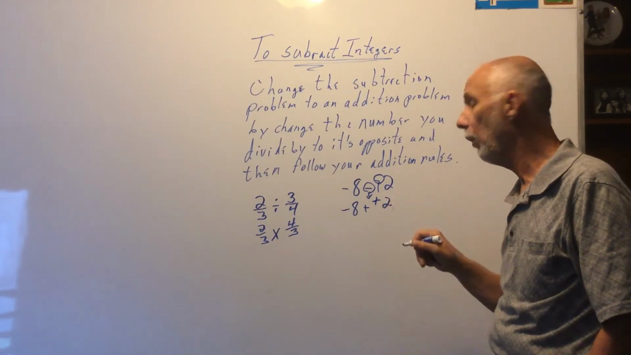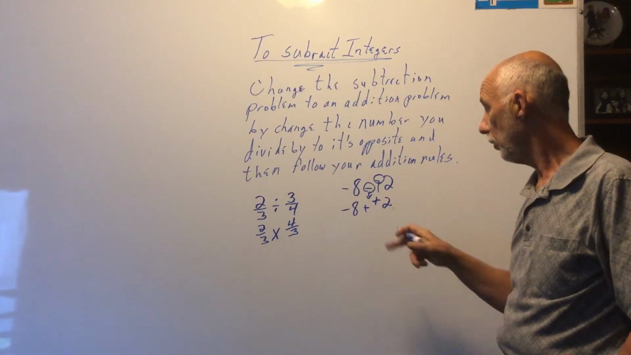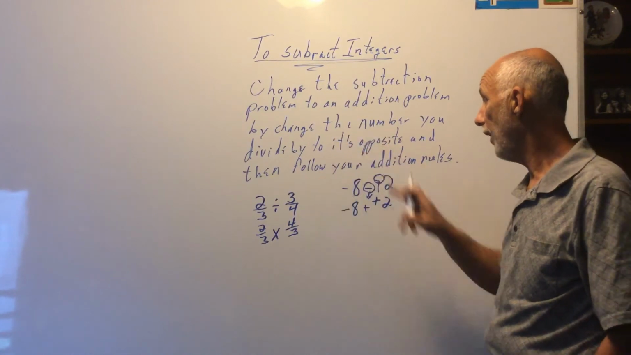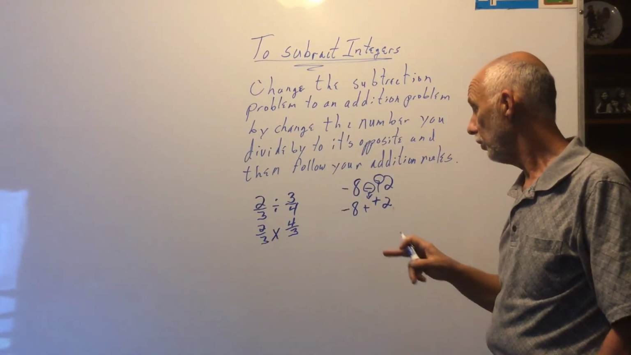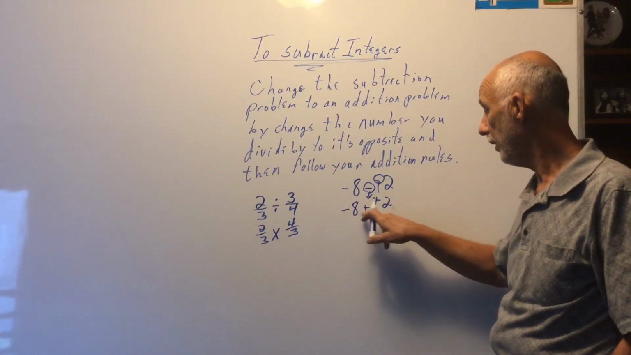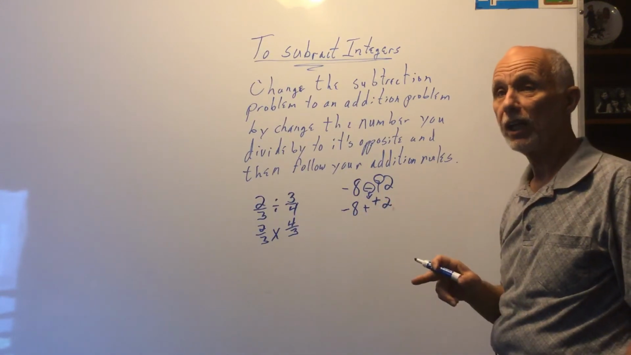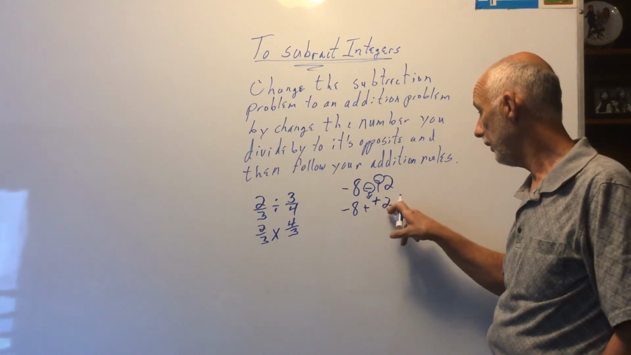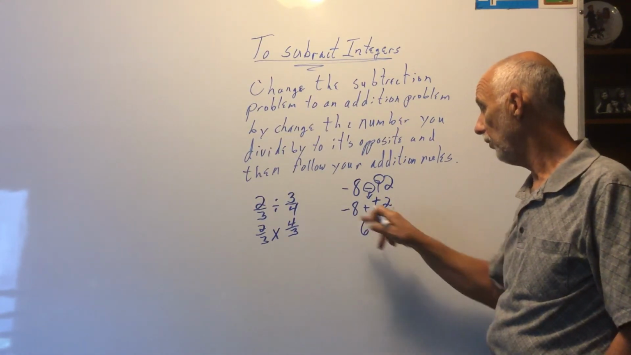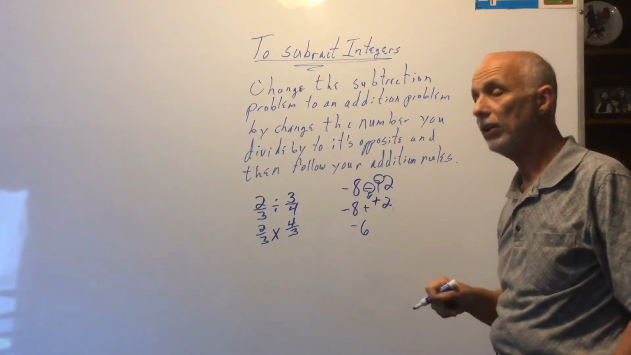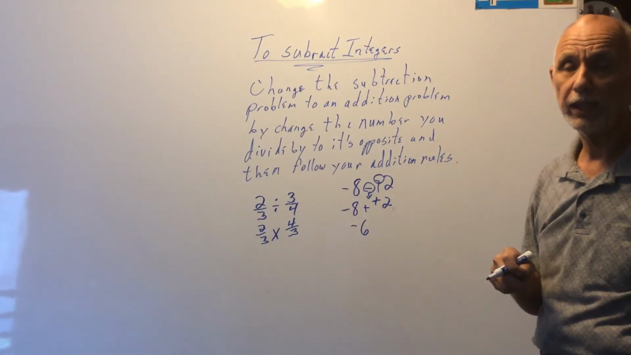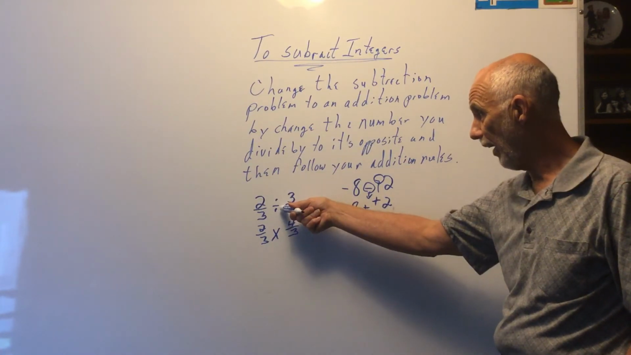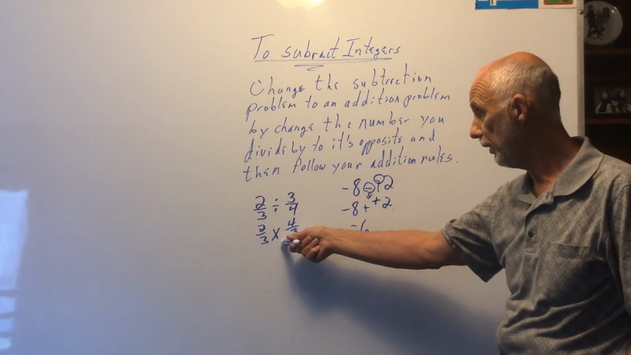Like if you take away owing, it's like you gave it to them. So now I have a negative plus a positive. But again, I have to follow my addition rule. So what is my addition rule for a negative plus a positive? Different signs, subtract, and take the sign of the larger amount. So 8 minus 2 is 6, and the larger amount was negative, and your answer comes out to be a -6.